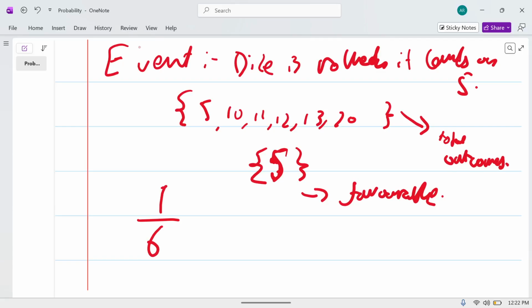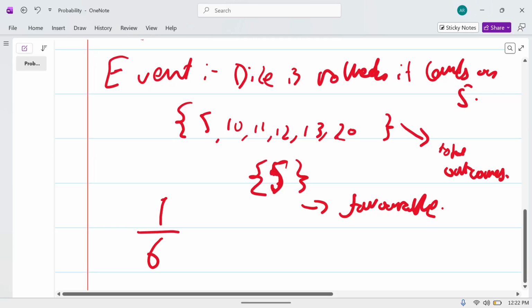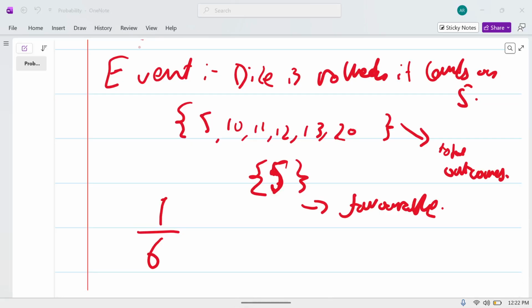1, 2, 3, 4, 5, 6, right? Now these are six numbers as well. I'm asking you to tell me the total number of outcomes in here, right? That is 6. So these are the total number of outcomes, and the favorable outcome is 5, right?